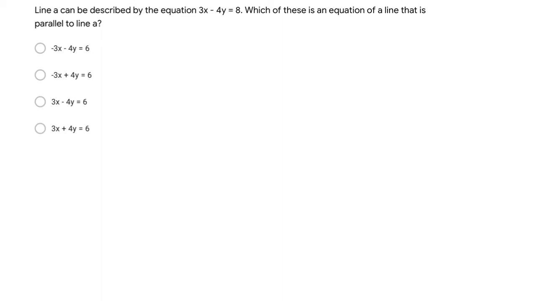All right, so we're going to go through the study guide real quick, just showing you how to do the math parts of it. Line A can be described by the equation 3x minus 4y equals 8. Which of these is an equation to a line that is parallel? That means they're going to have the same slope. So we're going to want to put this in slope-intercept form, the easiest way for you to solve these. To do that, we're just going to isolate the y, so get y by itself.